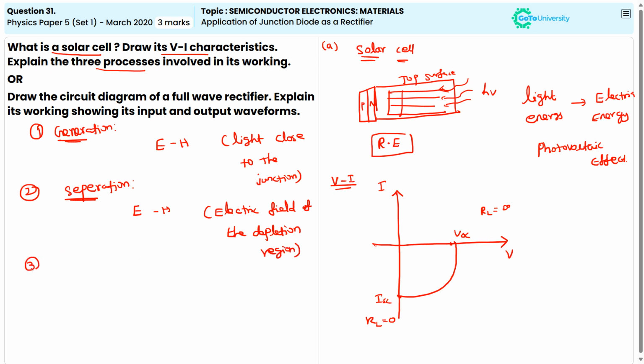Now the third process is collection. In this process, electrons reach the N side, which is collected by the front contact, and the holes reach the P side and are collected by the back contact. So the P side will become positive and the N side will become negative. This gives rise to the photovoltaic effect. So these are the processes involved in solar cell working.